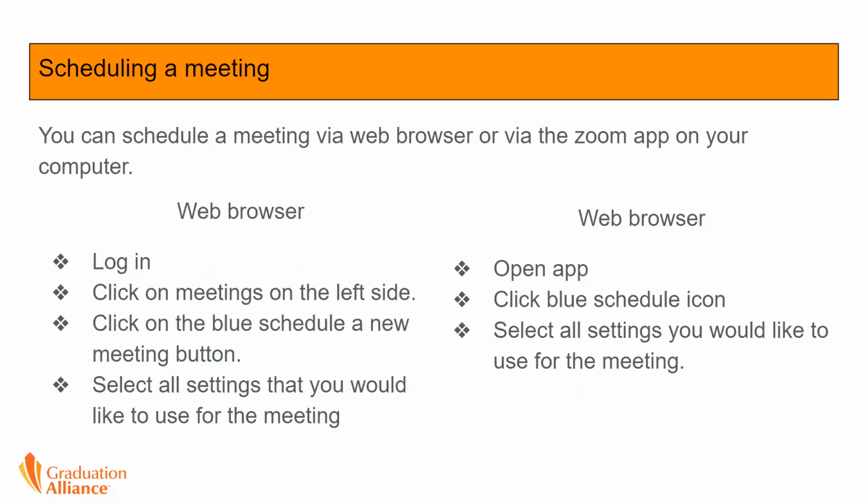On the left side is the main menu where you'll click on meetings, and then there's a blue schedule a new meeting button. And then there's a lot of settings you can choose when you schedule these meetings. When you go to the app, it's just that we saw originally the orange icon of starting a new meeting or a blue icon of scheduling, and then it'll have all the same settings to select.